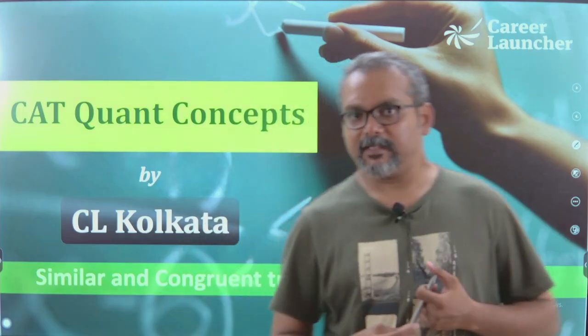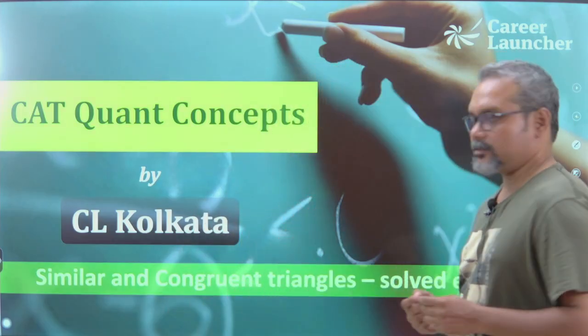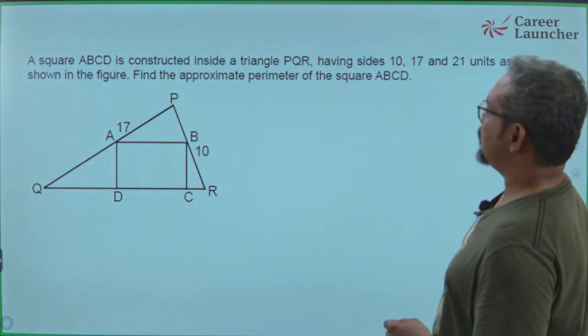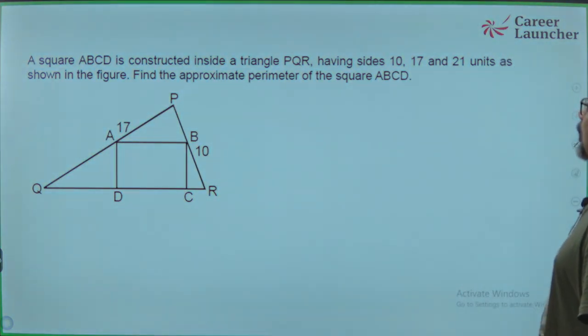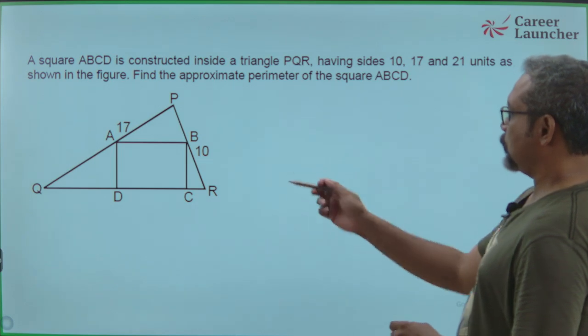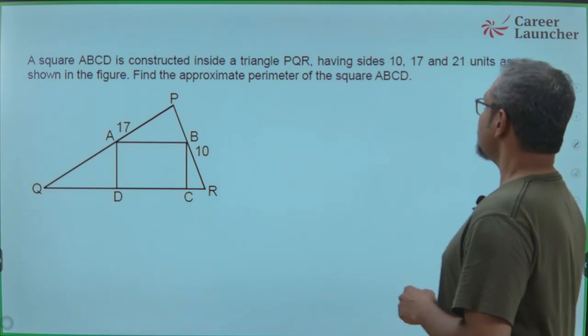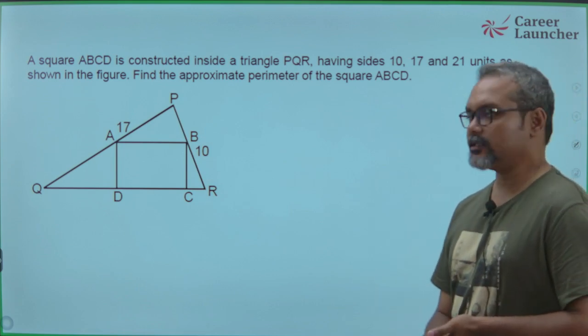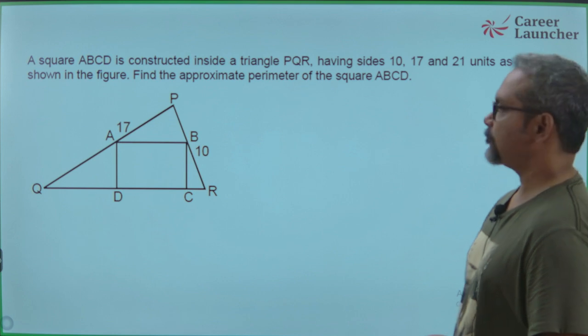In this video, we will take up some examples of similar triangles. So let us take a look at this one. You have a square ABCD which is drawn inside this triangle PQR. The sides of the triangle are 10, 17 and 21. So QR, the base, is 21. You have to find the length of the sides of ABCD, then multiply by 4, and you will get the perimeter. So how to do that?